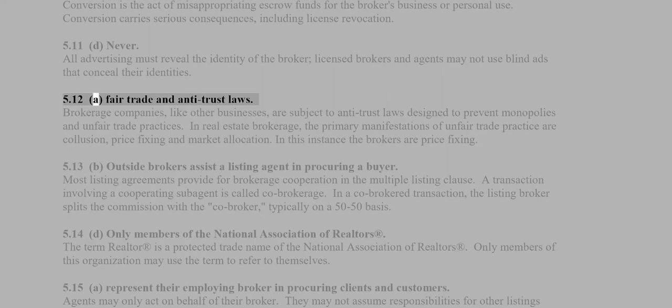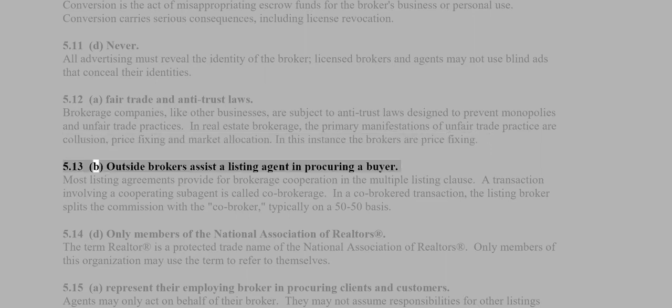5.12 a. Fair trade and antitrust laws. Brokerage companies, like other businesses, are subject to antitrust laws designed to prevent monopolies and unfair trade practices. In real estate brokerage, the primary manifestations of unfair trade practice are collusion, price fixing and market allocation. In this instance, the brokers are price fixing.